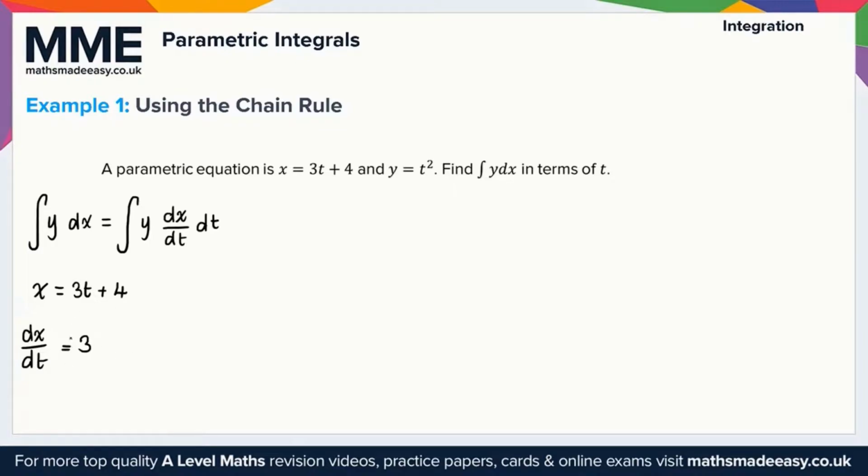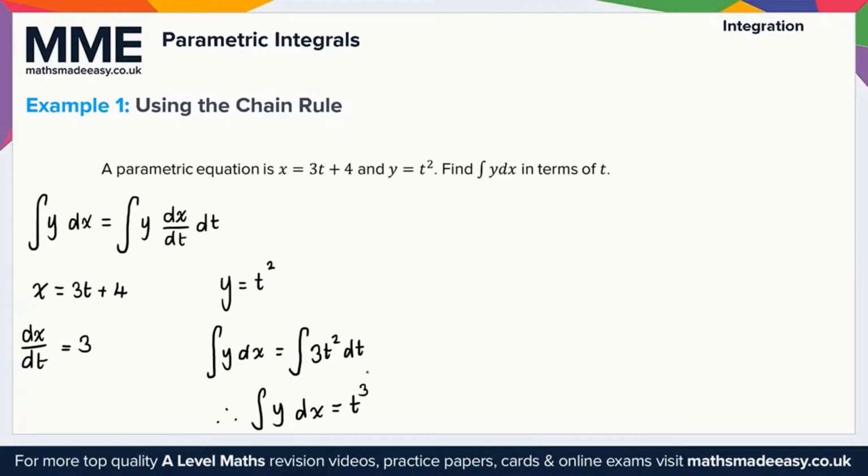So dx by dt is equal to 3, and if we take a look now at y being equal to t squared, in that case the integral of y dx is equal to the integral of 3t squared dt. So therefore, the integral of y dx is equal to t cubed. If we integrate 3t squared with respect to t, that would simply give us t cubed. Don't forget our constant of integration there. So t cubed plus c. So that gives us the solution to example 1 there on parametric integrals.